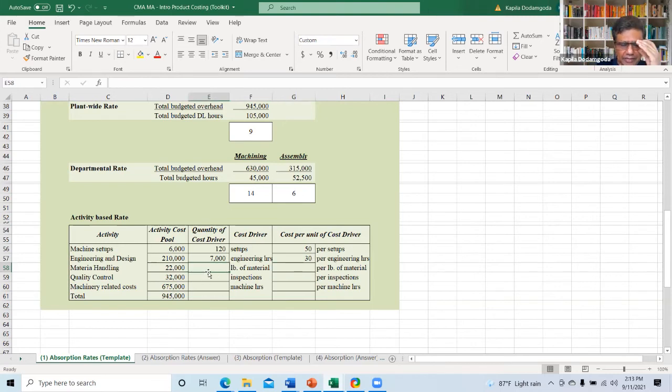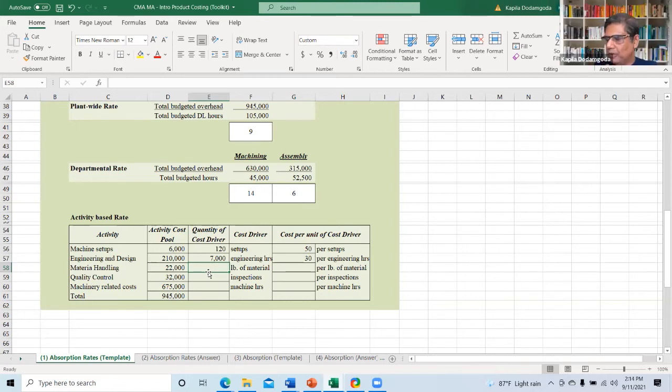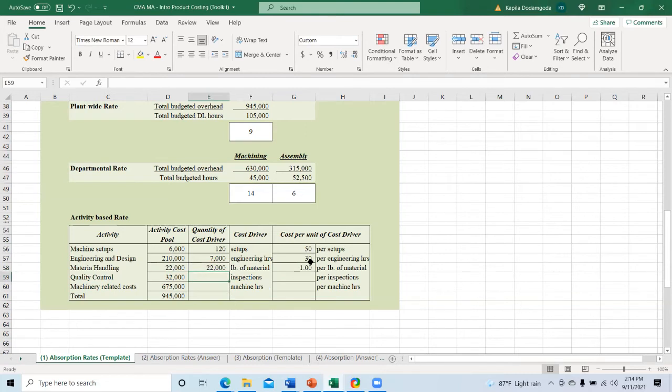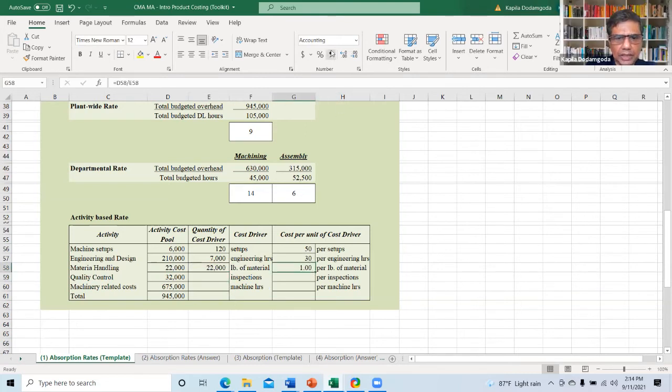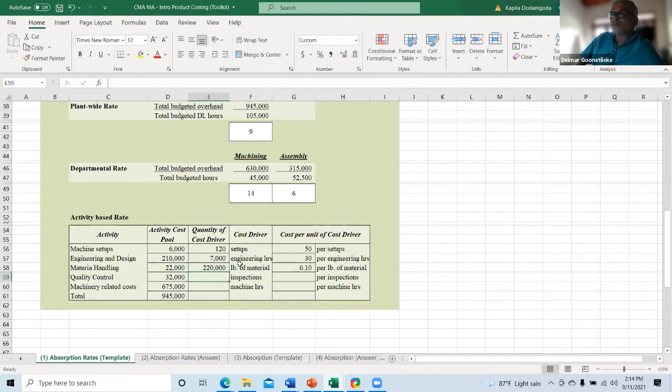Material handling, what is the cost driver we have been given? The weight in pounds. Yes, weight, probably because this is bulky material. We have been told the quantity is 220,000 pounds of material. So the material handling cost per pound is $0.1. Every time a unit of material is moved, it is going to cost us $0.1. Correct. That is right.